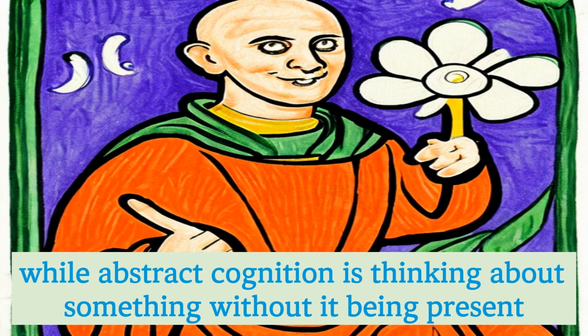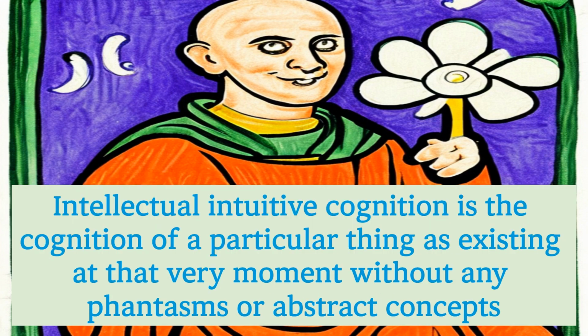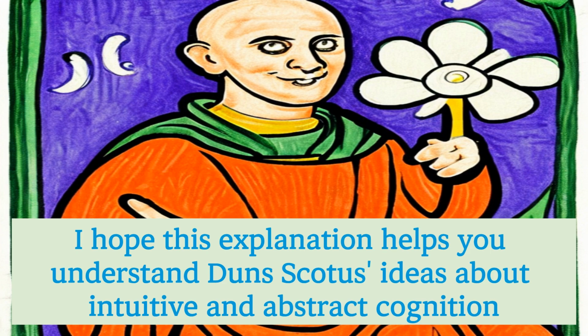while abstract cognition is thinking about something without it being present. Intellectual intuitive cognition is the cognition of a particular thing as existing at that very moment without any phantasms or abstract concepts. I hope this explanation helps you understand Duns Scotus's ideas about intuitive and abstract cognition.